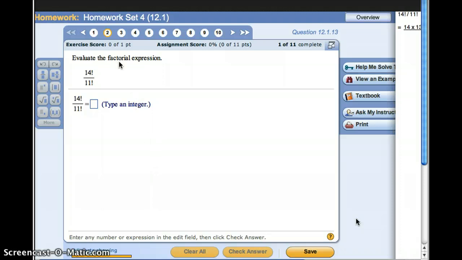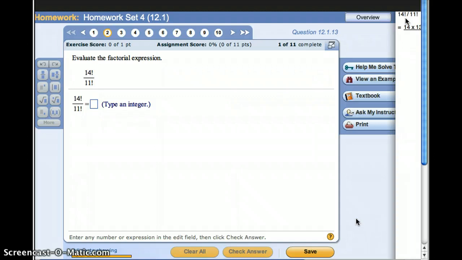The second problem in the homework set asks you to simplify something with factorial notation in it. You'd read this as 14 factorial divided by 11 factorial, and of course if you locate the factorial function on the math menu of your calculator, this is pretty easy.